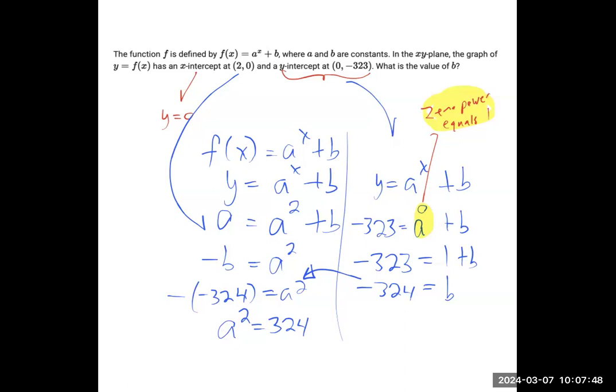And it is on my calculator. So we're taking the square root of both sides, and a equals 18. And b is negative 324. And that's what they happen to be asking us about anyway, so we really didn't need to find a anyway.